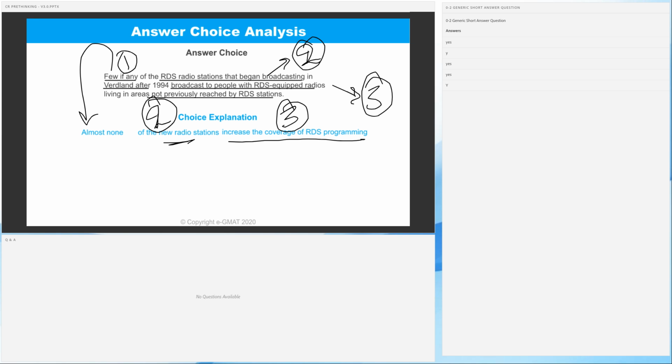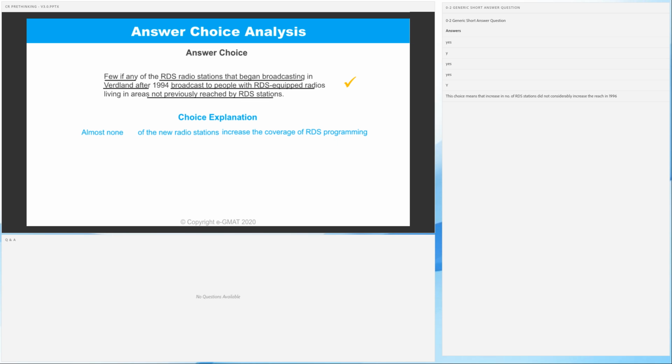is 3 as well. What this choice is saying is, the new radio stations that we are putting in do not increase the coverage. So they are put in the same areas where the old radio stations were. So these new radio stations do not reach new people, which is essential. This choice means that the increase in the number of RDS stations did not increase the coverage or the reach in 1996. And that's important. Why? Because if it increases the coverage, I get more people, and my conclusion breaks down.